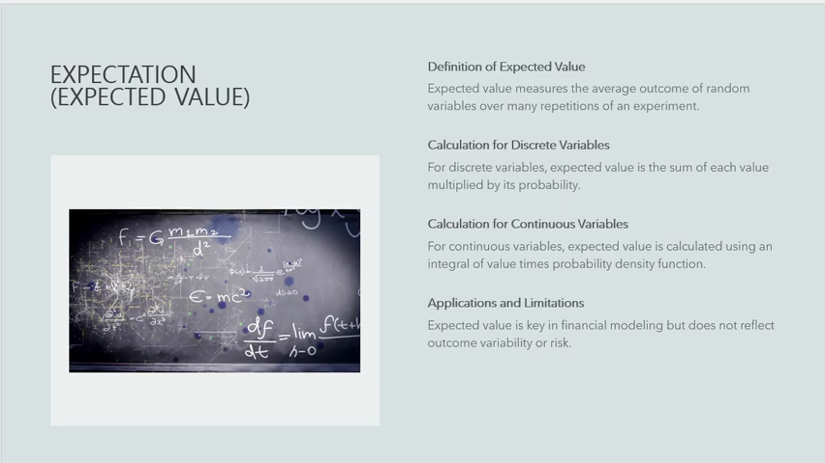The expected value is a foundational concept in probability theory and is extensively used in financial modeling to estimate average return, assess risk, and make investment decisions. It provides a single summary measure that captures the center of a distribution, making it easier to compare different random variables or investment opportunities. However, it is important to note that the expected value does not convey information about the variability or the risk associated with the outcome. So that's the expected value.